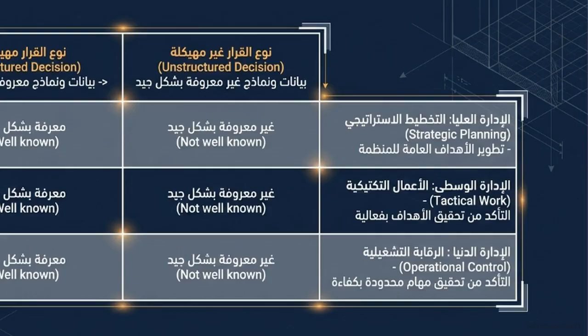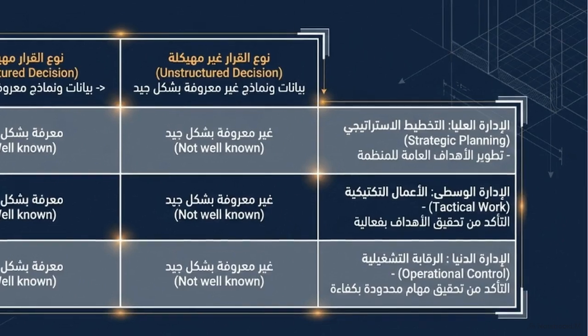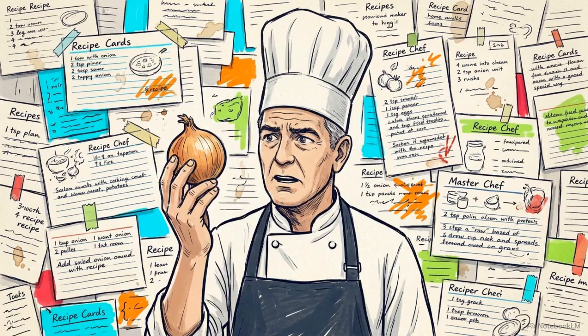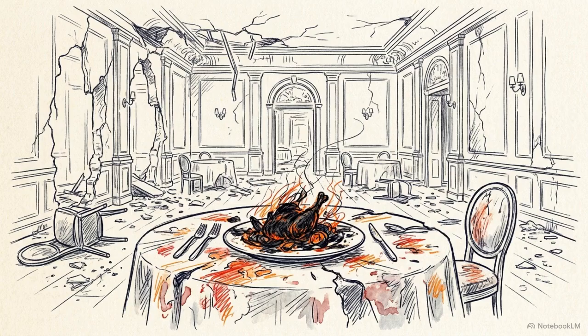This chart maps out different types of management decisions. Notice the right column, labeled Unstructured Decision. This is exactly where our chef is operating, a space where the rules are blurry and the data is messy. If our chef just closes their eyes and guesses, or tries to figure it out through simple trial and error, they risk ruining the event and losing a significant amount of money.